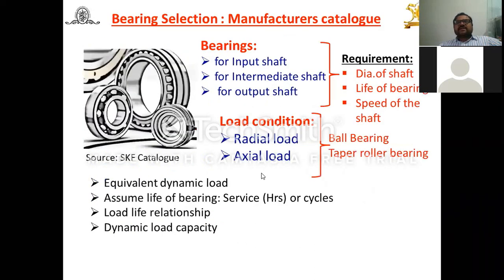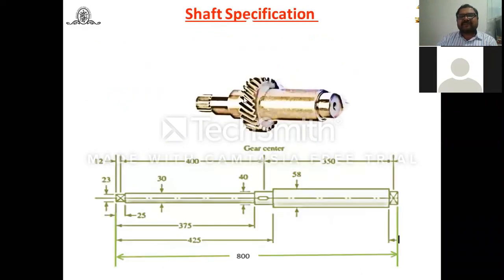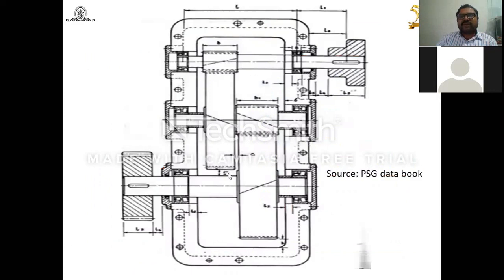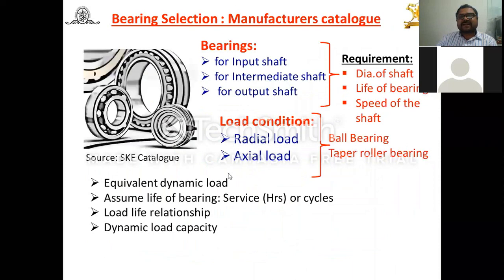Then the next point is to construct the layout of the gearbox. Now you have a shaft diameter, you have a shaft length, you have the bearing sizes, and you have the size of the gears. So what you have to do, again on paper, all gear dimensions with you, all shaft dimensions with you, all key dimensions, all bearing sizes. So roughly you can construct your layout. Which type of layout? Already before designing the shafts and selecting the bearing, you have already decided the construction. So accordingly, now you can construct it.